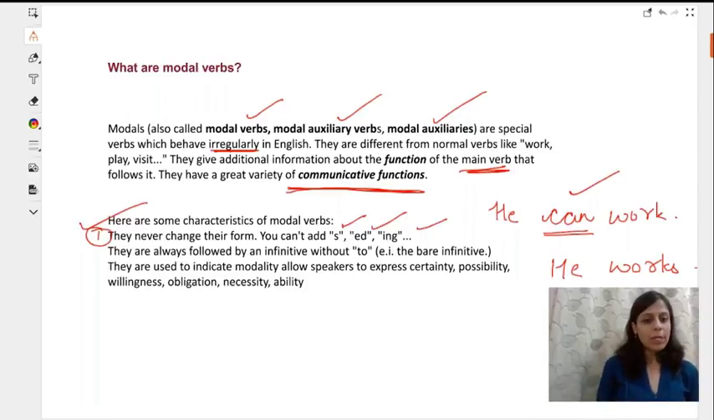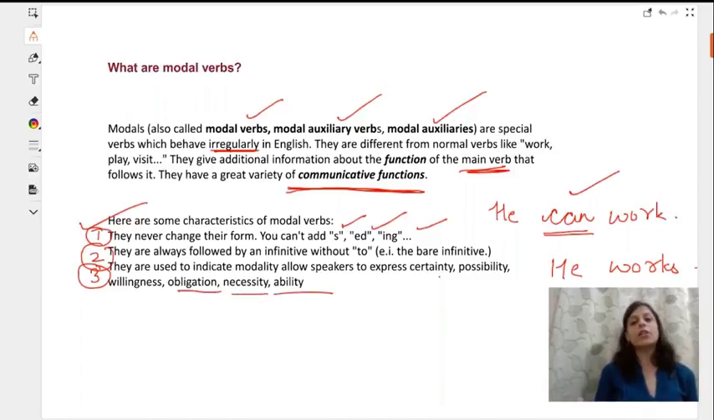Second important point, they are always followed by an infinitive without to, right? So we discussed how you can use to also, right? Then third point, they are used to indicate modality, allow speakers to express certainty, possibility, willingness, obligation, necessity, ability. So these are some of the characteristics.